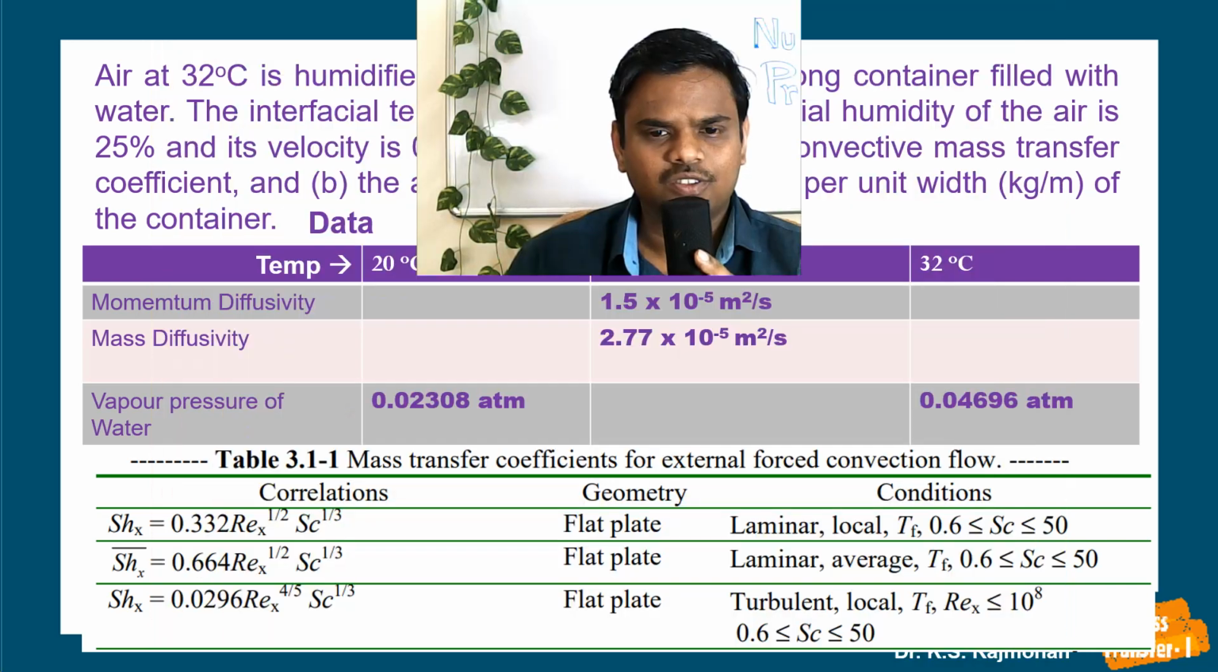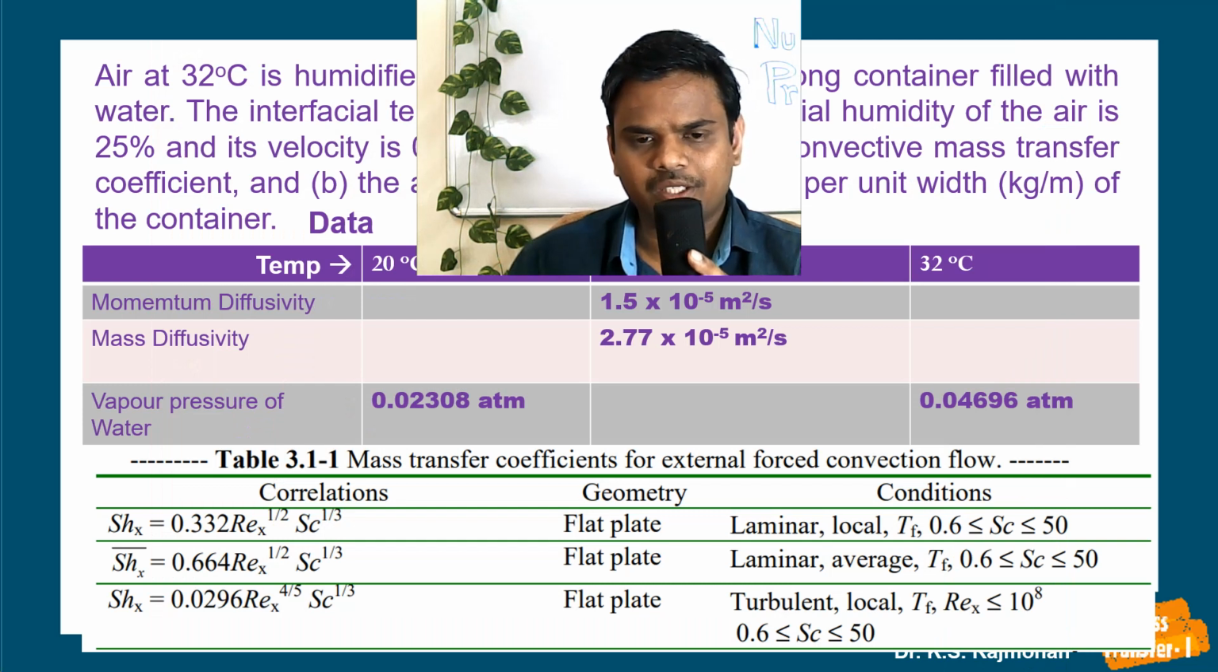Momentum diffusivity is given. What is momentum diffusivity? This is the ratio of dynamic viscosity to mass density, mu by rho. So we have mu by rho in meter square per second, 1.5 into 10 power minus 5, at 26 degrees Celsius. We will find out that 26 degrees. Data is given at three different temperatures: 20 degrees Celsius, 26 degrees Celsius and 32 degrees Celsius.